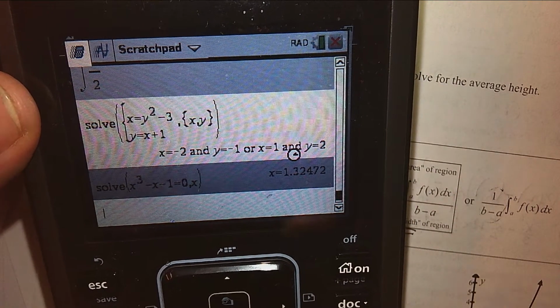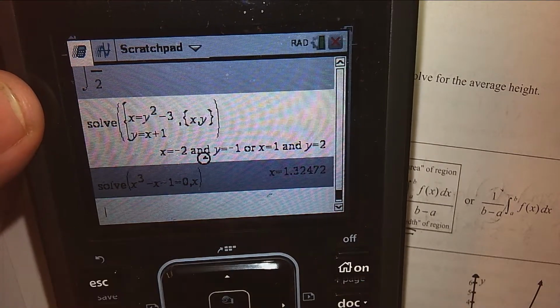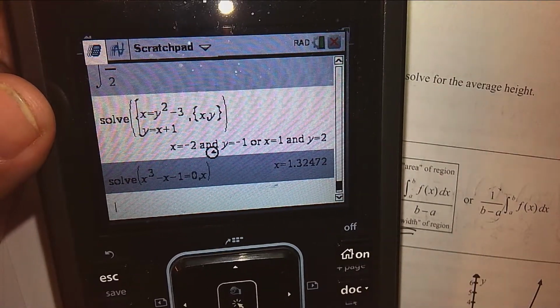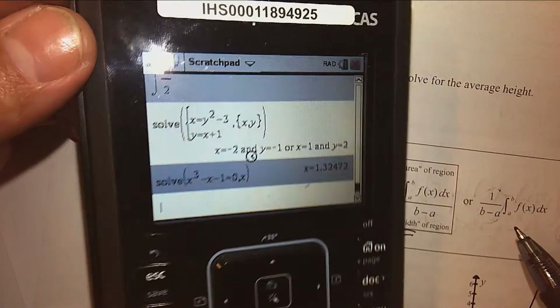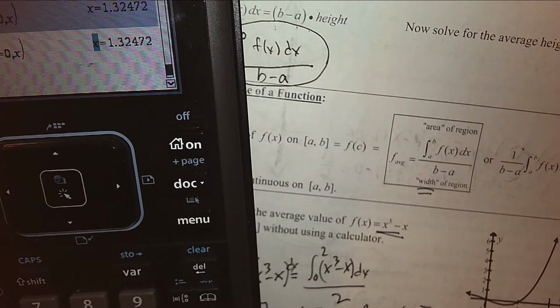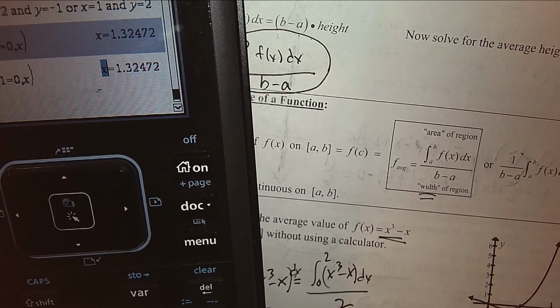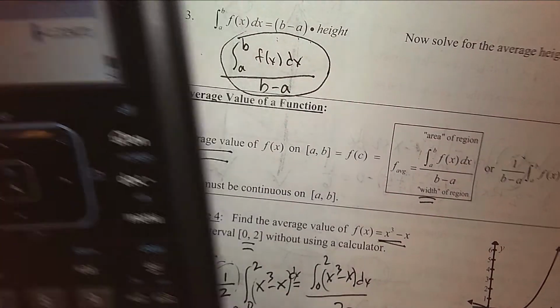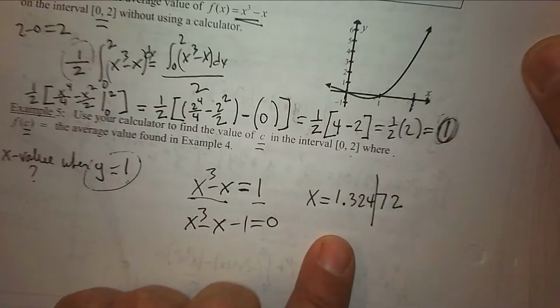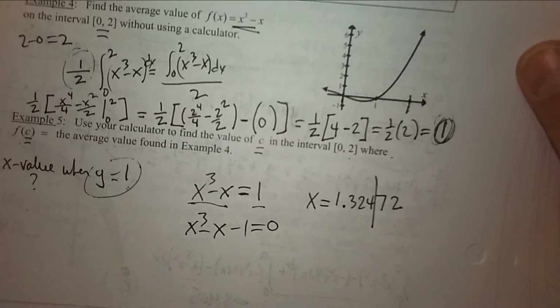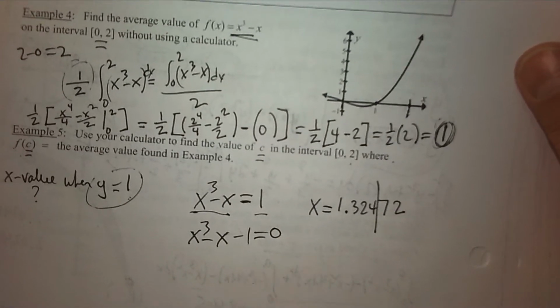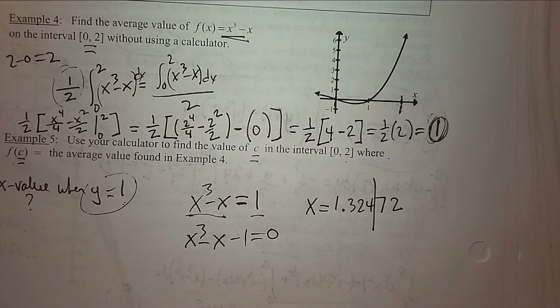1.23 and so on. Now, in calculus for the AP exam, we're practicing that you should at least round to 3 decimals, even if you're not told. So the answer here would be x equals 1.32472. So it's okay to truncate and just put 1.324 as your answer. Or you can add more decimals.